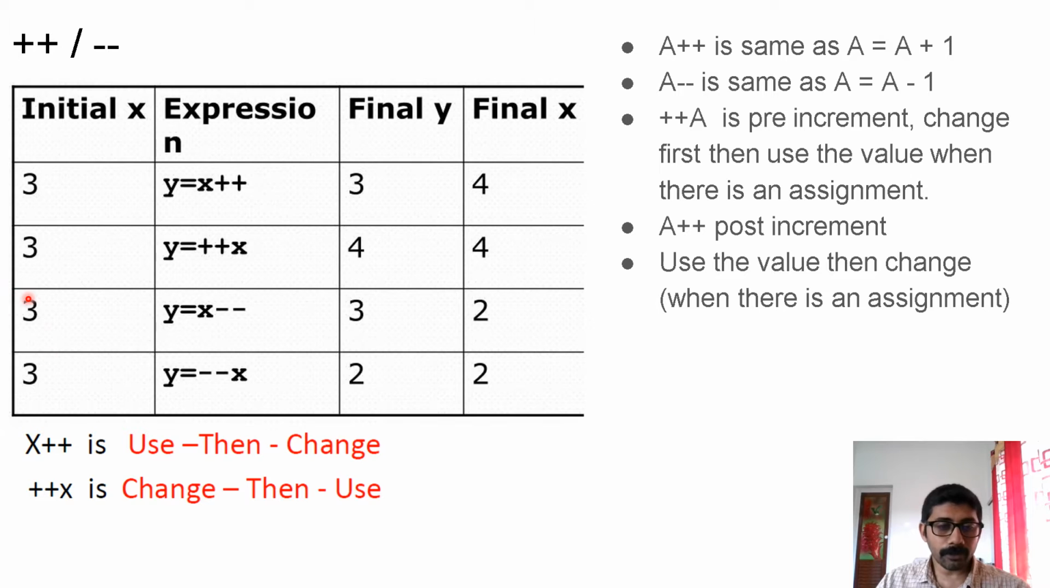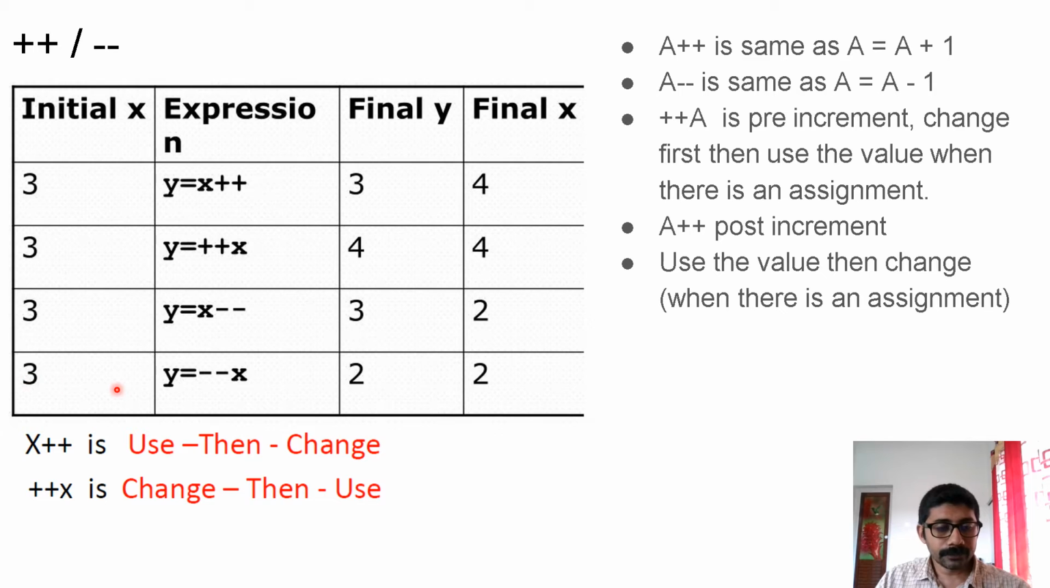The same rule is applicable for decrement also. The initial value of x is 3, y equal to x minus minus. The rule is first use the value, then decrement. So y will be 3, and the final value of x will be 2.